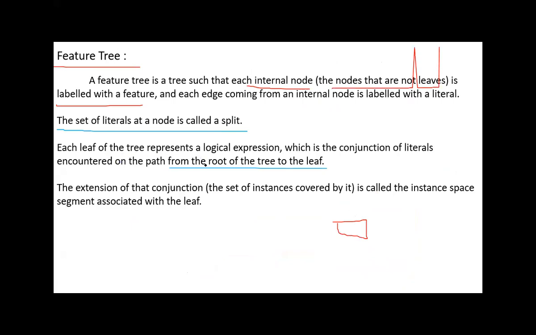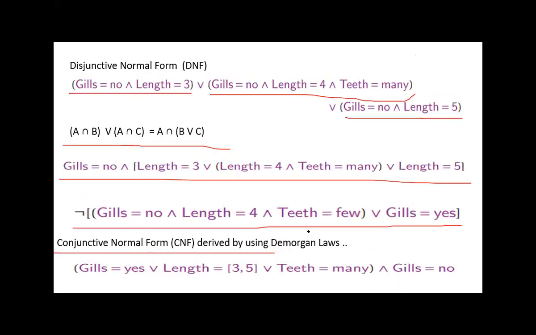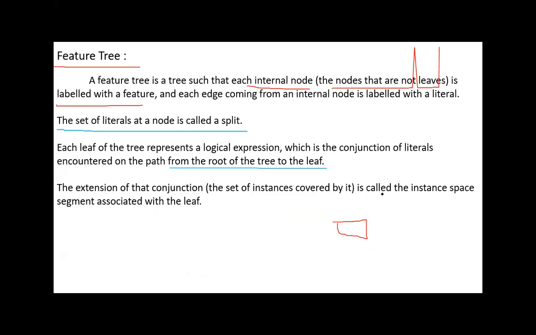Each leaf of the tree represents a logical expression, which is the conjunction of literals encountered on the path from the root of the tree to the leaf. The extension of that conjunction is called the instance space segment associated with the leaf. This is labeled as positive. Very simple.